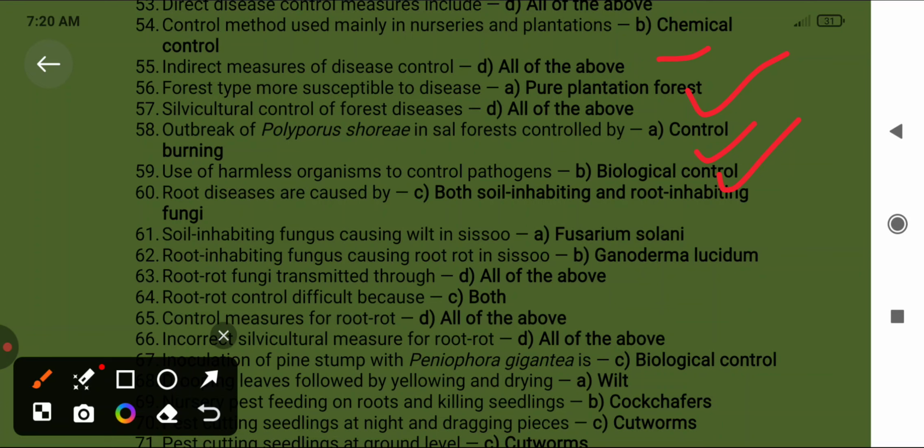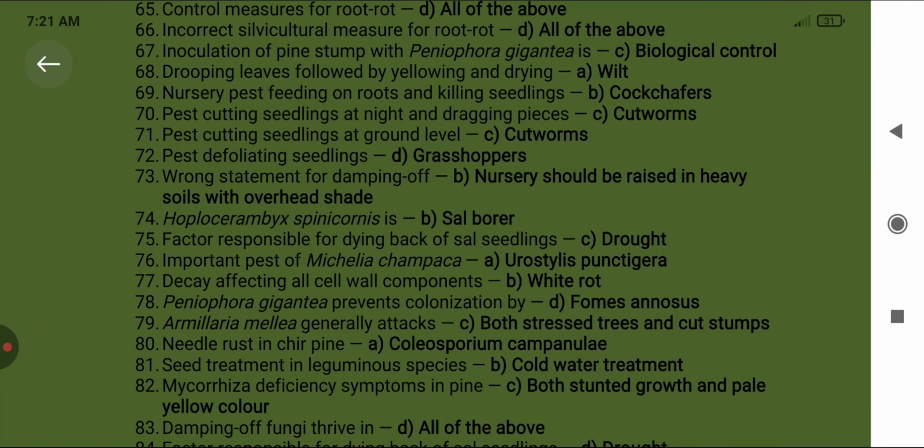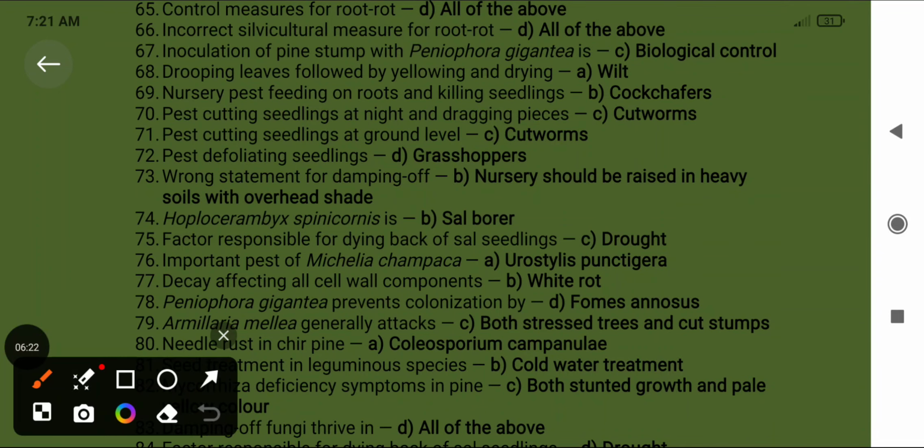Root diseases are caused by both soil inhabiting and root inhabiting fungi. Soil inhabiting fungus causing wilt in sal is Fusarium solani. Root inhabiting fungus causing root rot in sissoo is Ganoderma lucidum. Root rot fungi are transmitted through roots. Inoculation of pine stump with Peniophora gigantea is biological control.